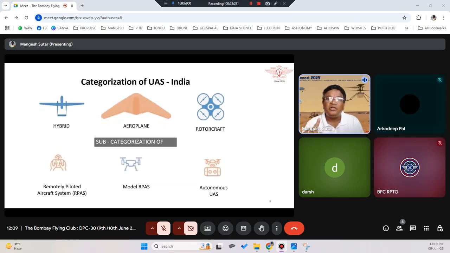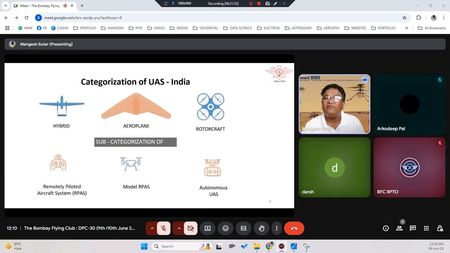And the last option, if you see in that slide, was VLOS. That is visual line of sight. That means every time you fly the drone, you have to see it physically, visually. Okay, you cannot fly if the drone is not visible to you. Okay, it will become very difficult to fly the drone. So you have to make sure that you are flying under VLOS conditions.